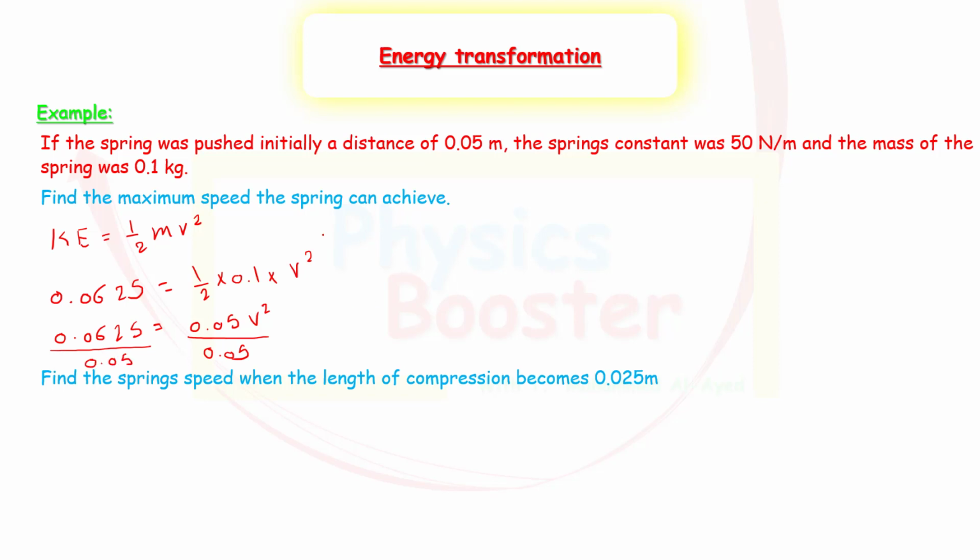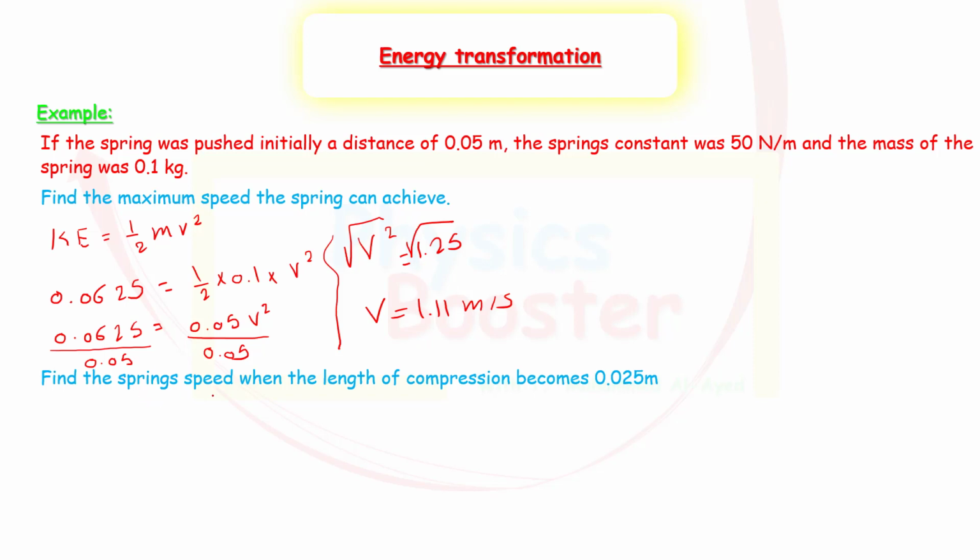And I can say now that v squared is equal to 0.0625 divided by 0.05, which is equal to 1.25. And I want v, not v squared, so I will take the square root of both sides. In this case, v will be equal to 1.11 meters per second. So I found the maximum velocity the object can achieve.